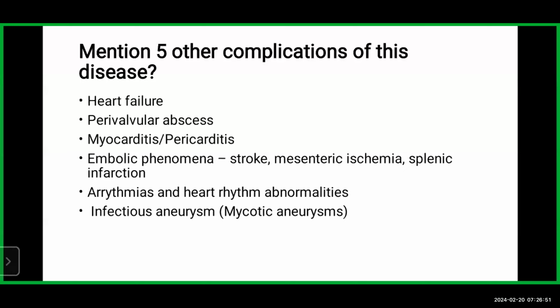Okay, then arrhythmias. You can have heart rhythm abnormalities depending on the location. For example, this patient that has aortic valve endocarditis, if it affects the AV node, it can cause an AV block. So it's also a possibility. Then you can also have infectious aneurysm, mycotic aneurysm, if it spreads into the blood vessel, causing dilatation of the blood vessel wall, which can even lead to rupture.